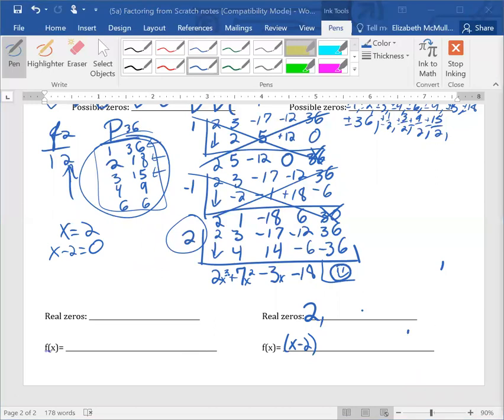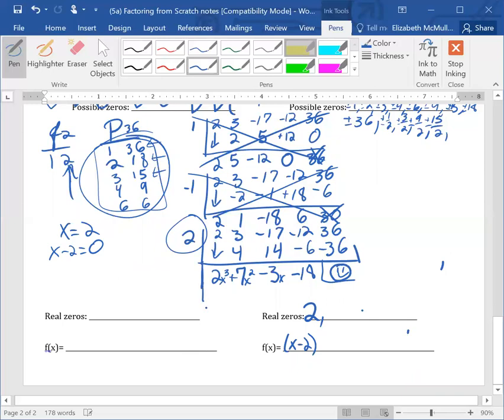I know what you're thinking. Do I really have to? Yes, you really have to. But the good news is we can just continue from where we are here. We already know that 1 and negative 1 are not factors, so we don't have to do them over again. So let's just move on to our next one.